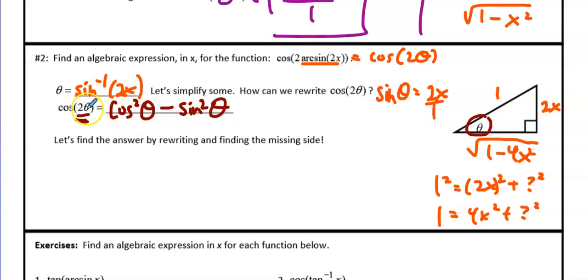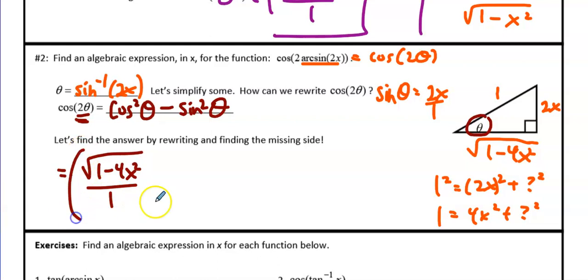So cosine of 2 theta is equal to cosine squared theta minus sine squared theta. So our answer to this is going to be, well, what is cosine of theta? Well, cosine of theta is going to be the square root of 1 minus 4x squared all over 1. And we're going to square that. So this piece right here is simply that, using again that cosine is the adjacent side over the hypotenuse, our good old friend SOHCAHTOA. And then we're going to subtract, well, we already know what sine of theta is.